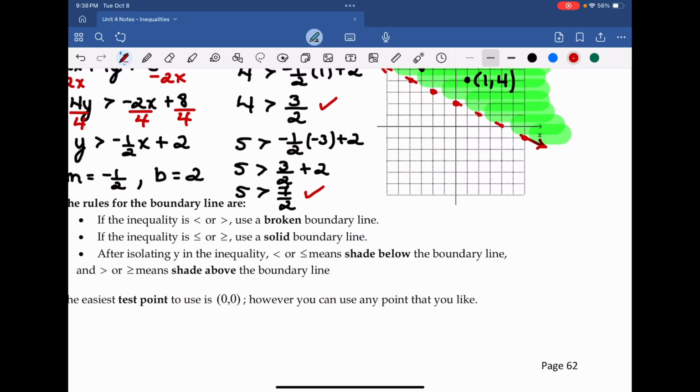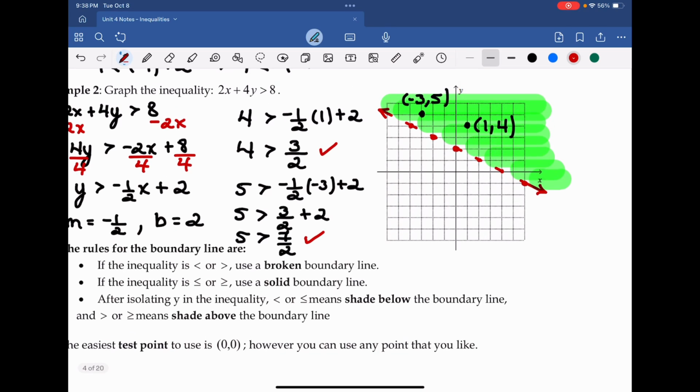Perfect. So any point we chose from that region in green, all of those would satisfy this given inequality. If I chose a point down below, let's say I chose this point, and went to substitute it into the inequality, it would end up breaking the inequality, and it would not be an actual solution because it wouldn't satisfy the inequality.